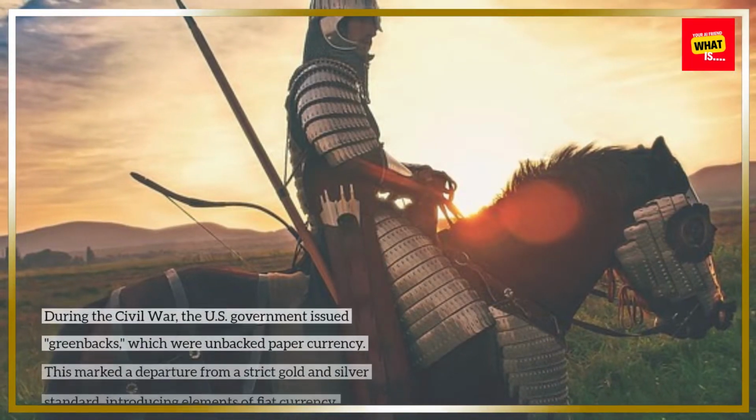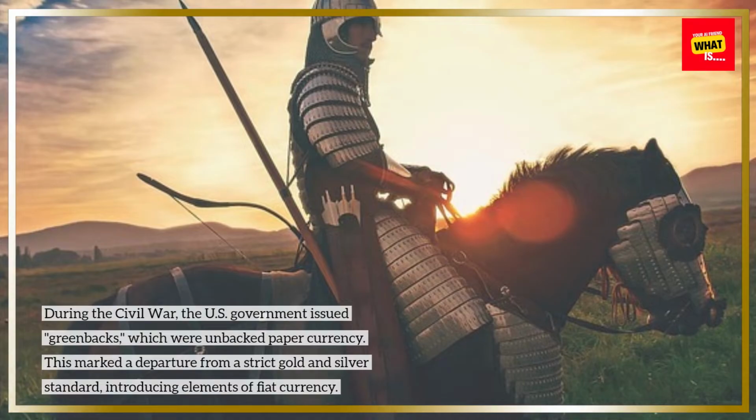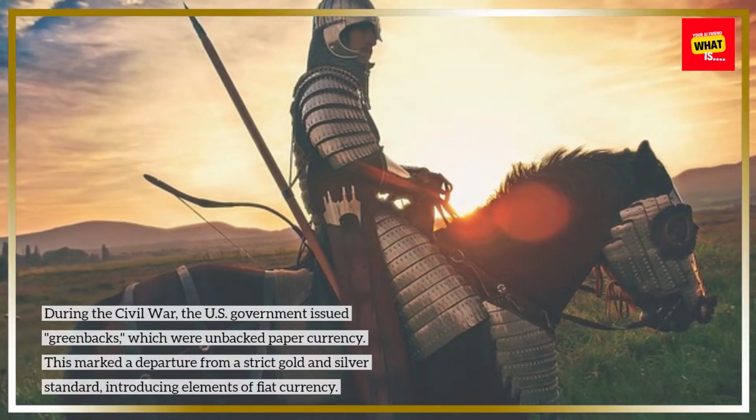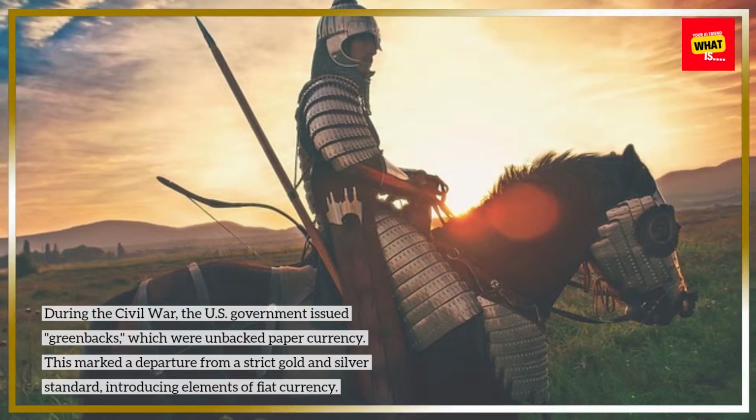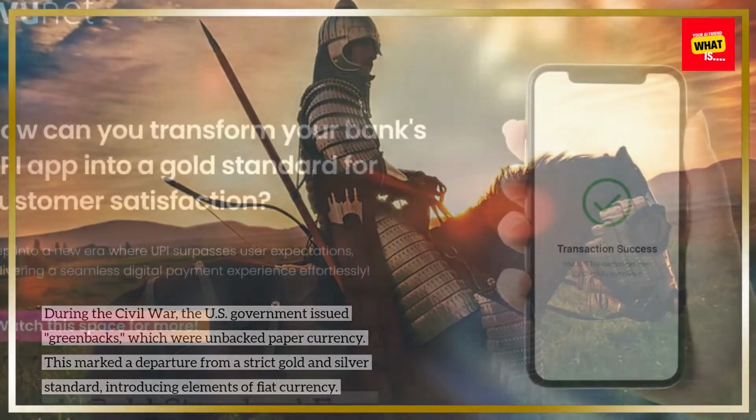Greenbacks and fiat currency. During the Civil War, the U.S. government issued greenbacks, which were unbacked paper currency. This marked a departure from a strict gold and silver standard, introducing elements of fiat currency.